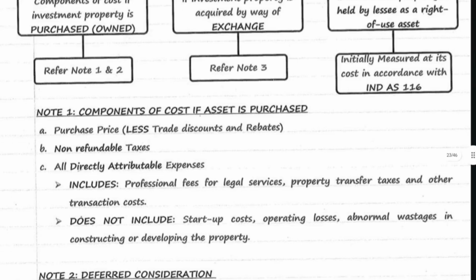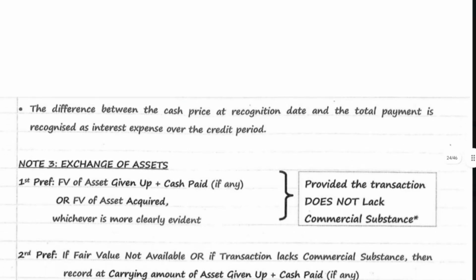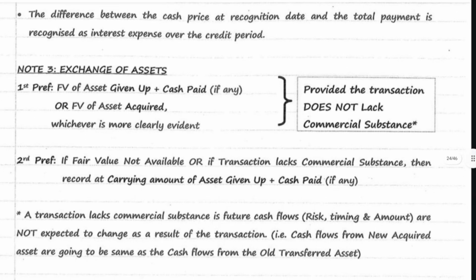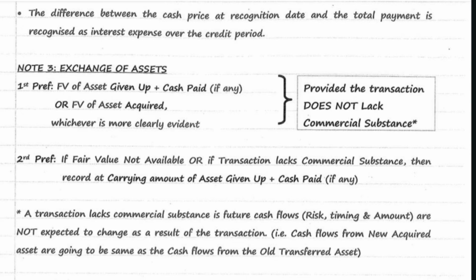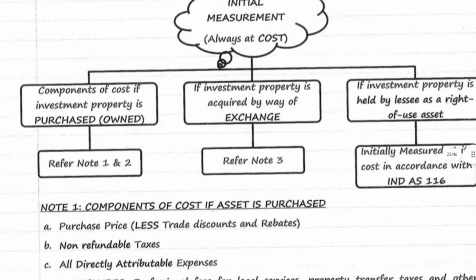Next, in case of deferred consideration, if payment is deferred beyond normal credit terms, then the cost of investment property will be cash price equivalent at the recognition date. The difference between cash price at recognition date and the total payment is recognized as interest expense over the credit period. Next, if investment property is acquired by way of exchange.